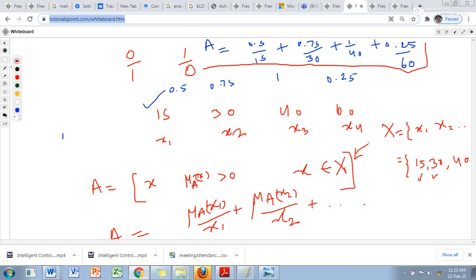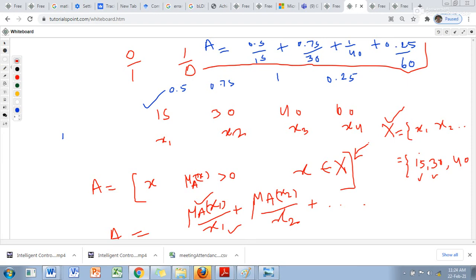To represent the membership functions, suppose that x1 equals 15, x2 equals 30, x3 equals 40, x4 equals 60, where x1, x2 are the subset of this input space. Membership functions are always defined by membership grade divided by the value of that individual element. Suppose 15 has membership grade of 0.5, then it is 0.5 upon 15, 0.75 upon 30, 1 upon 40, 0.25 upon 60. Here 0.5 is defined for 15, 0.75 for 30, 1 for 40, and 0.25 for 60.